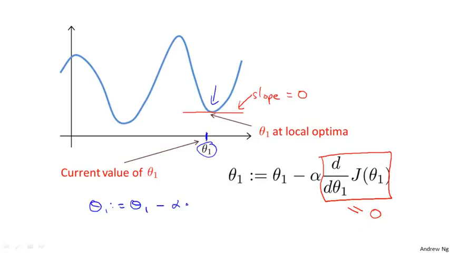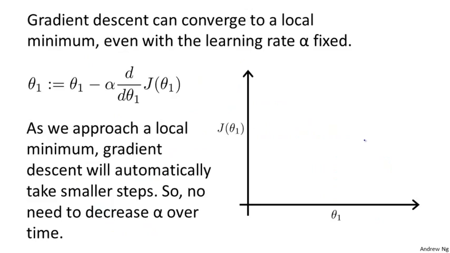And so what this means is that if you're already at the local optimum, it leaves theta1 unchanged, because it updates theta1 equals theta1. So if your parameter is already at the local minimum, one step of gradient descent does absolutely nothing. It doesn't change the parameter, which is what you want, because it keeps your solution at the local optimum. This also explains why gradient descent can converge to a local minimum even with the learning rate alpha fixed.